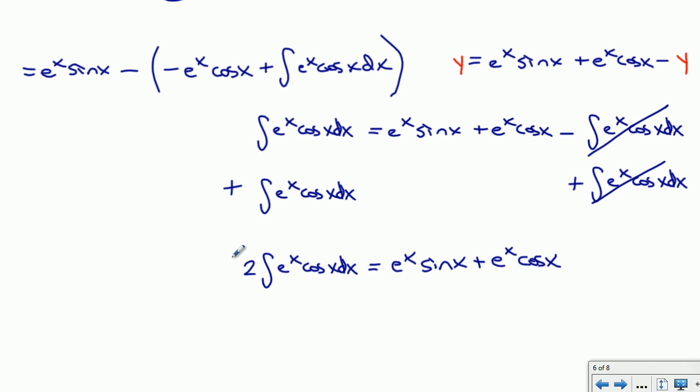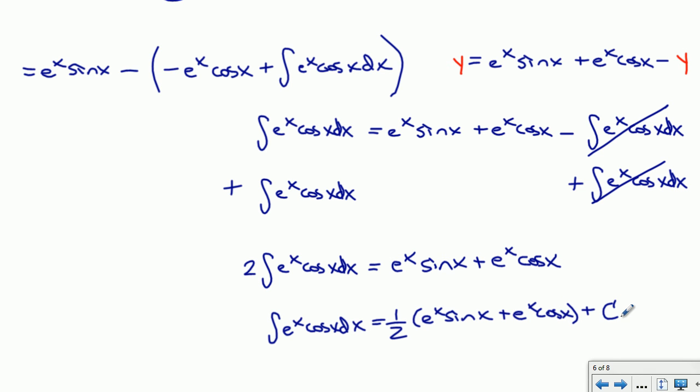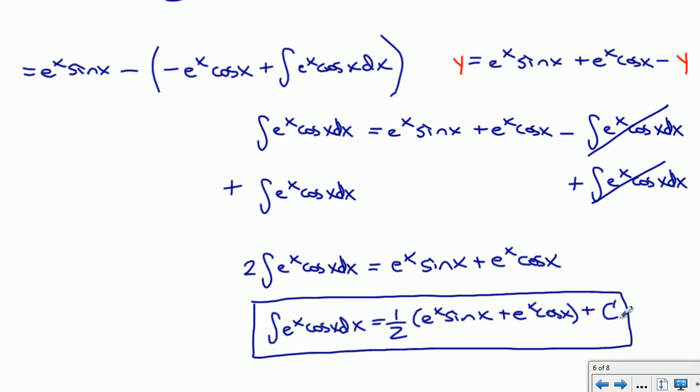And if we divide both sides of this equation by 2, we get the integral of e to the x cos x dx equals 1/2 (e to the x sine x plus e to the x cos x). And we should probably have a constant of integration. So we did it, and we didn't have to spend the rest of our lives integrating by parts.